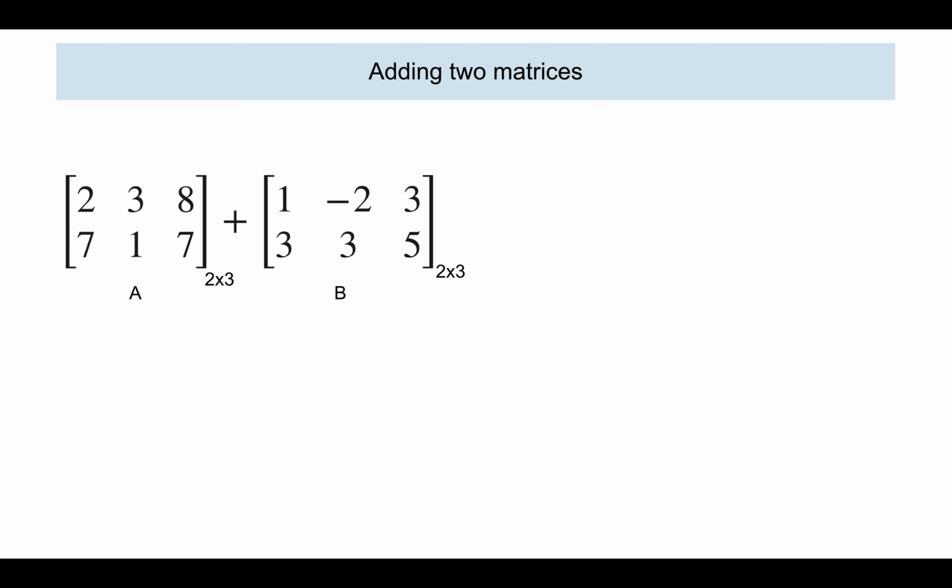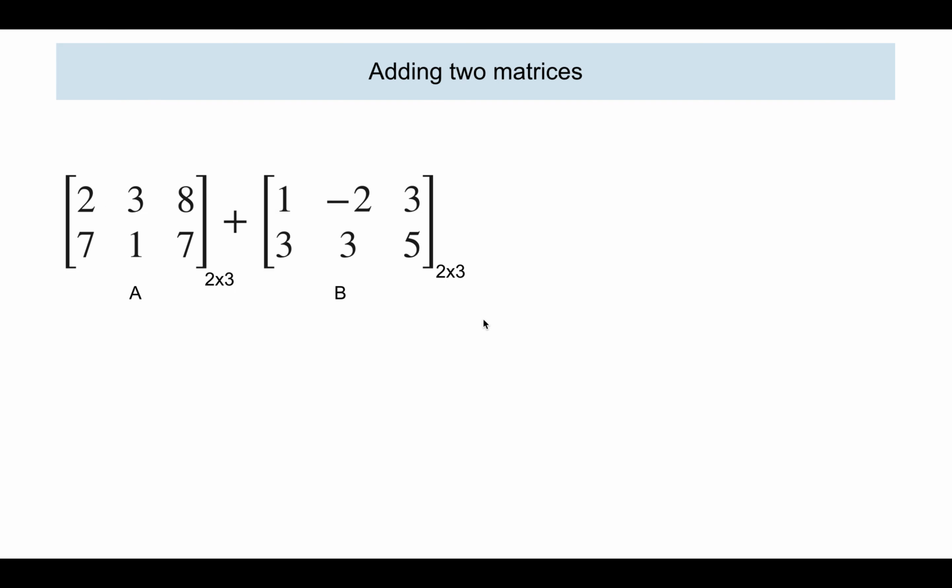So on the screen you can see two matrices, right? The first one is 2, 3, 8, 7, 1, 7. It's got 2 rows and 3 columns and I'm going to call it matrix A. So it's got an order 2 by 3, right? And you want to add to that the second matrix, 1, minus 2, 3, 3, 3, 5, B, and as you can see it's got the same order 2 by 3.